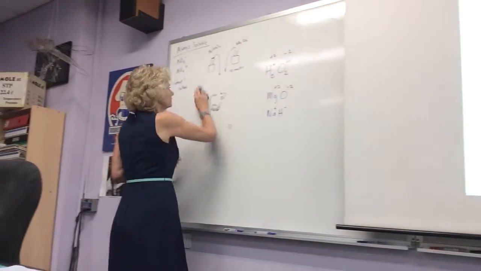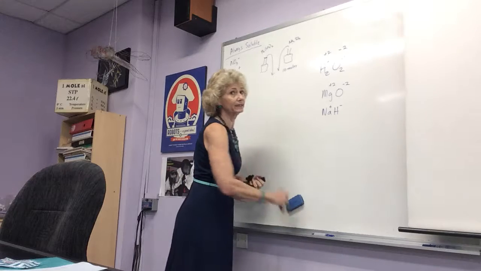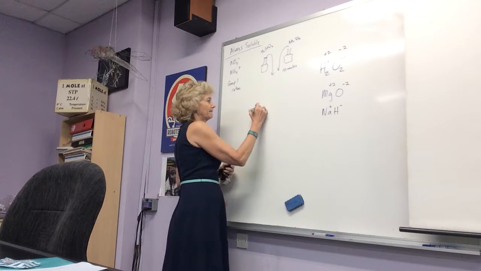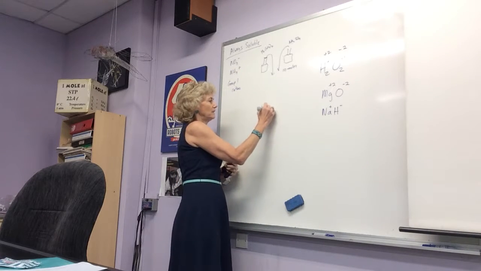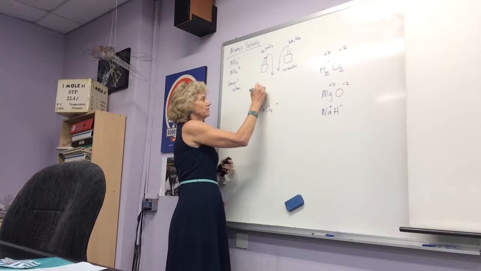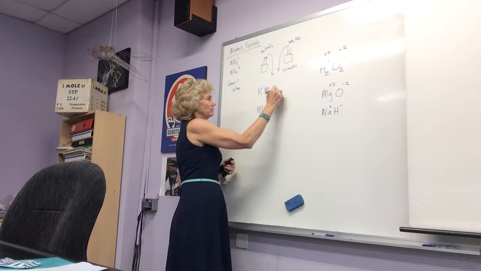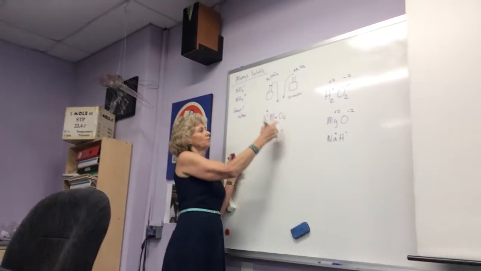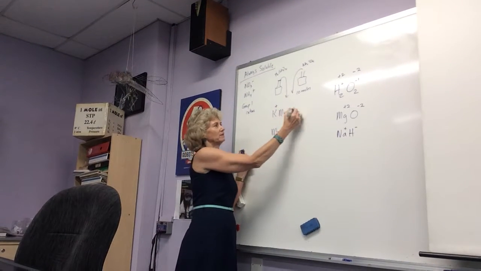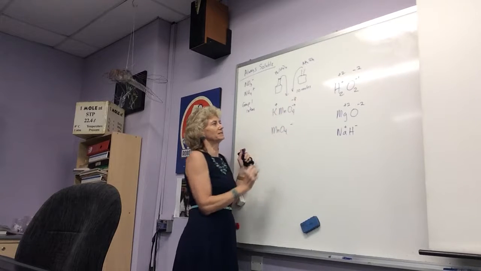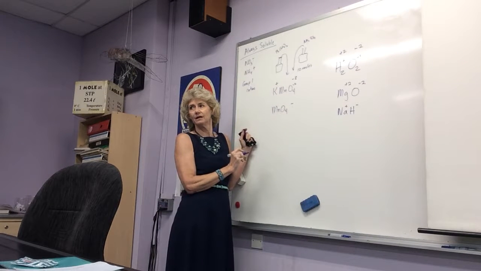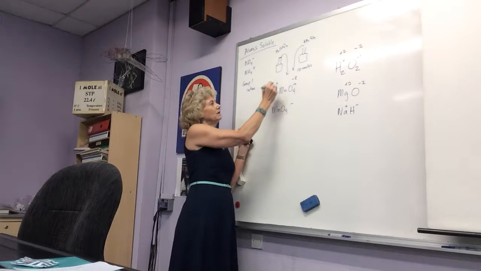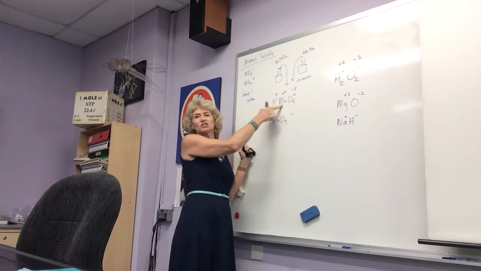So let me show you an example of that. How do you write permanganate ion? MnO4, it's almost always with potassium, a real common cheap oxidizing agent. Group 1, this is always positive 1. Oxygen is almost always negative 2. There's 4 of them, so that's minus 8. So what's manganese going to be? Plus 7. That's not the charge.